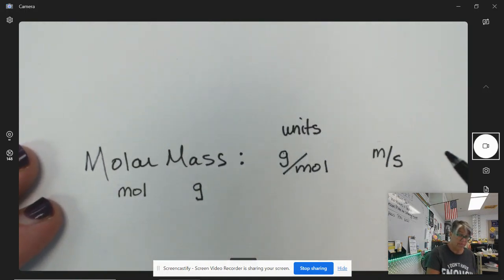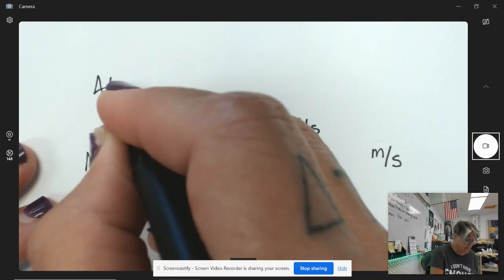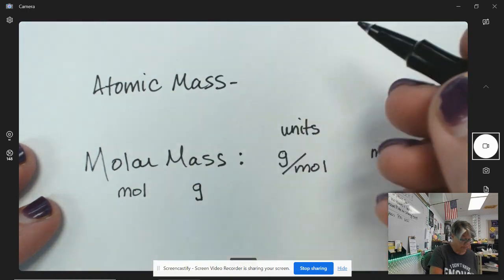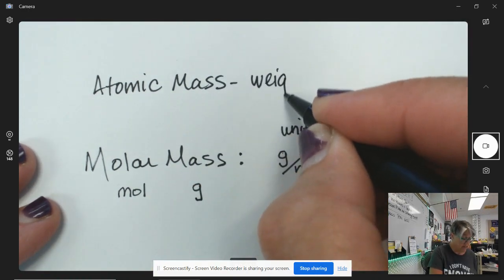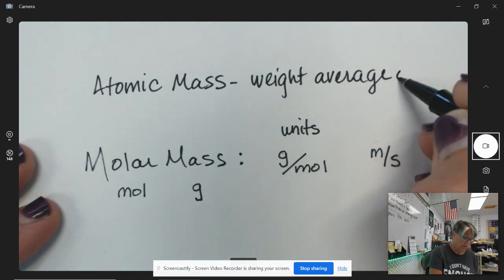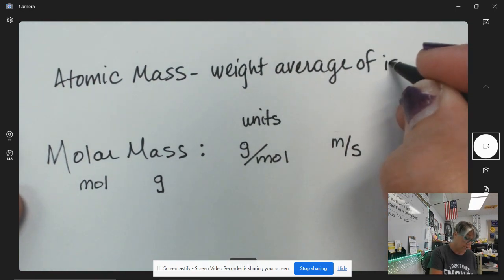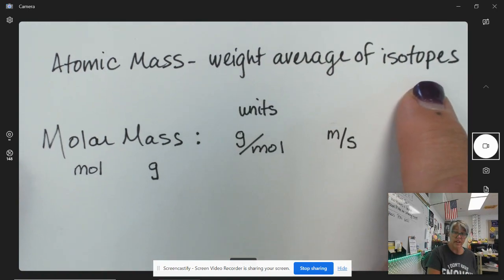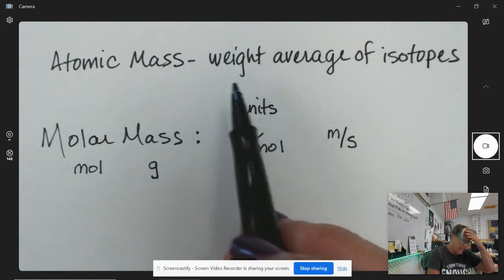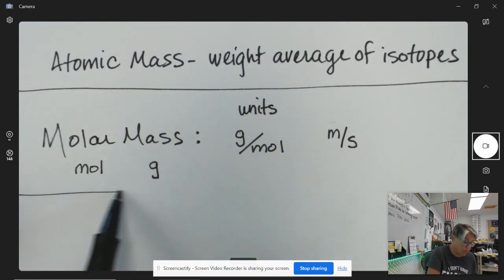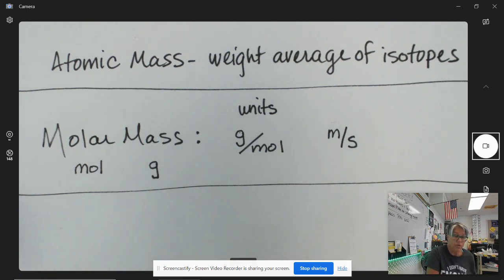And the atomic mass is actually a weighted average of isotopes. The weighted average of isotopes. And we're not quite there to explain that yet, but since we've just covered rounding, I want to have you guys practice rounding your molar masses.